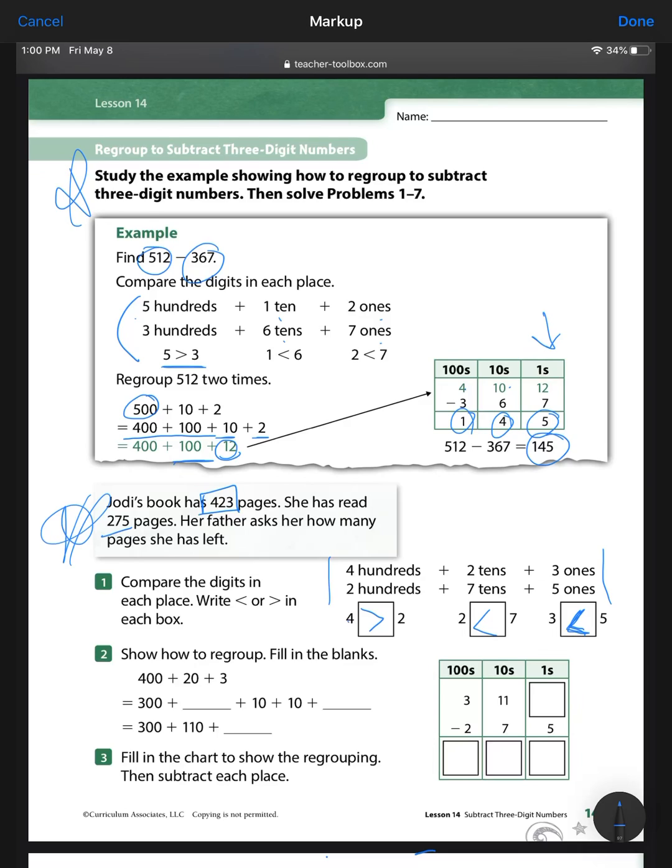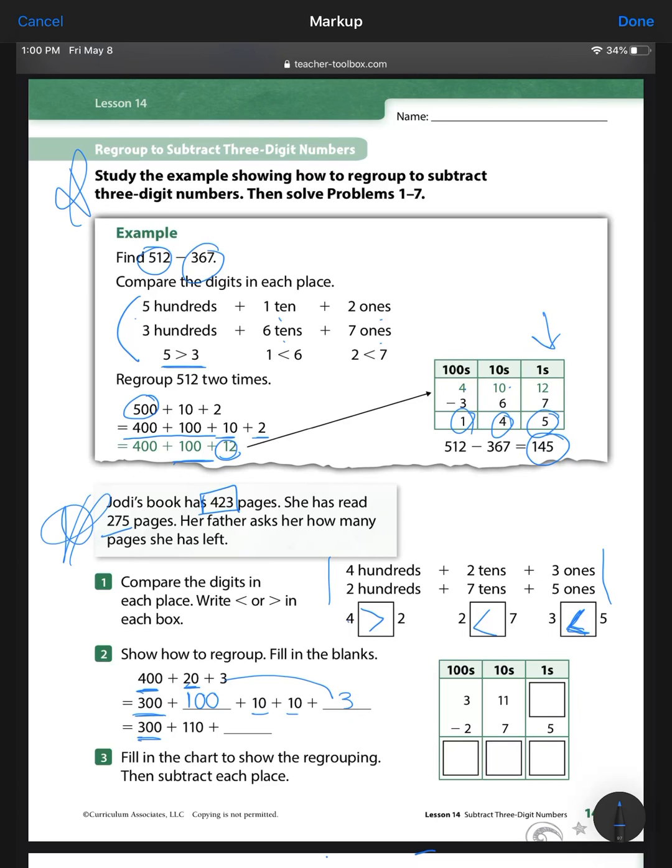All right, now let's go to number 2. Show how to regroup. Fill in the blanks. So we see that 400 plus 20 plus 3 would be our first number, 423. So we're going to regroup the hundreds place and that makes it 400 can be divided up into 300 plus 100, okay? And then 20 is divided up into 10 plus 10, and then we have 3 in the ones place.